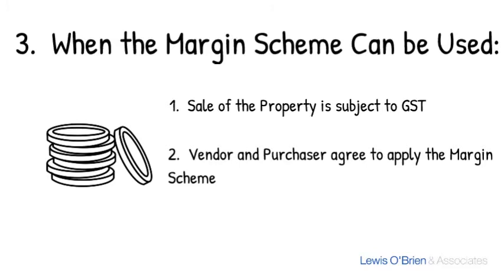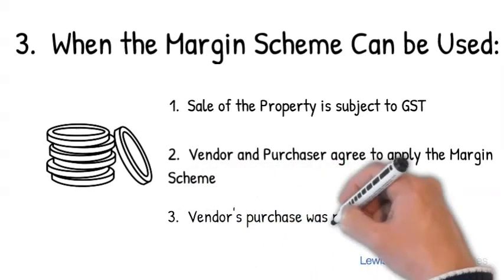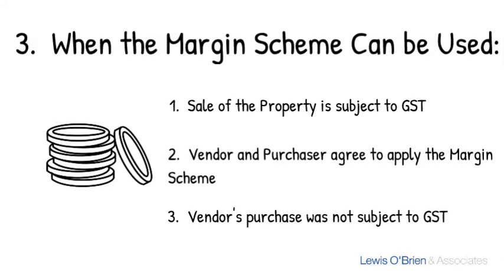The third requirement, and perhaps the most important one, and the one that causes the most confusion, is the requirement that the vendor's original purchase of the property can't have been on a plus GST basis. That is, that the developer's purchase must have been either from a vendor who was not registered for GST or in respect of an existing residential property where that sale was not subject to GST.